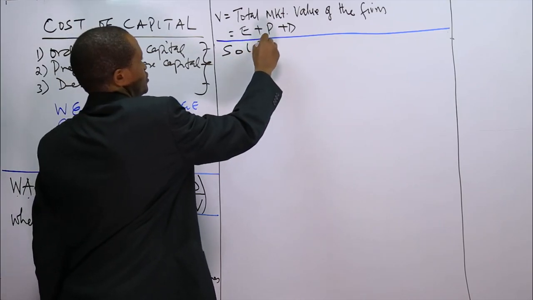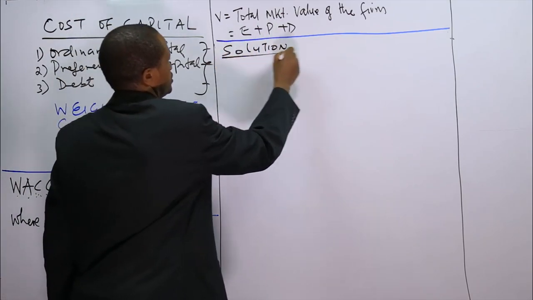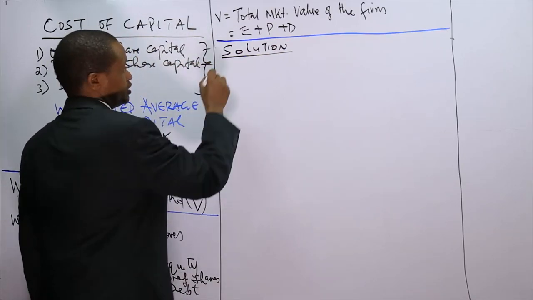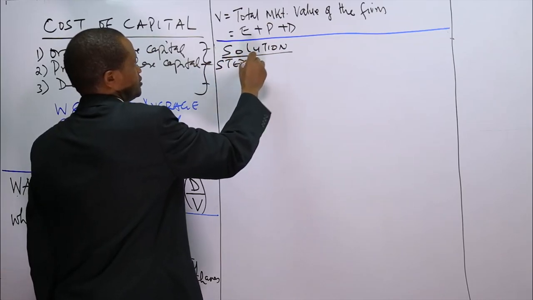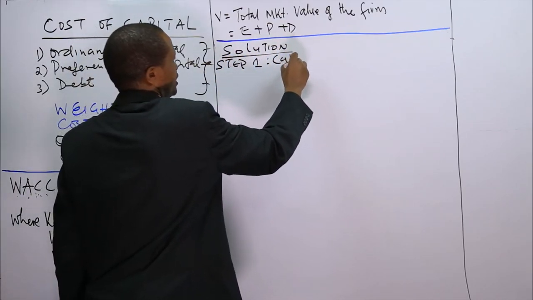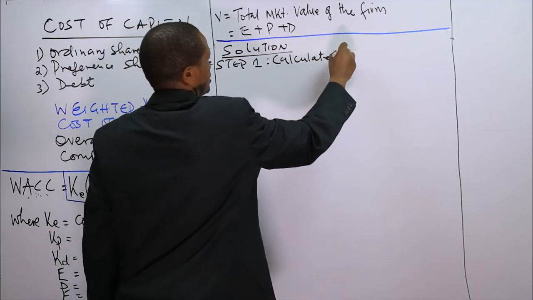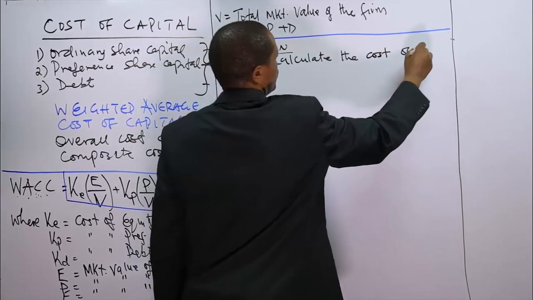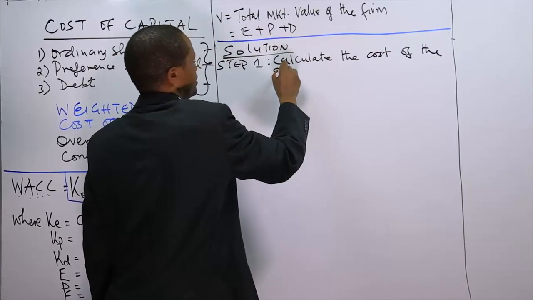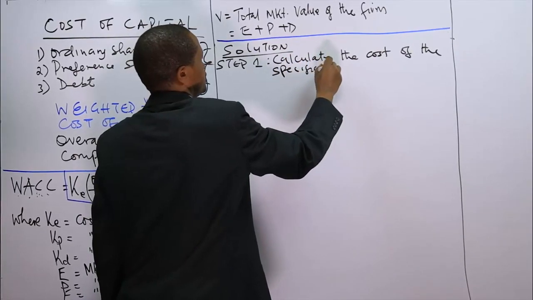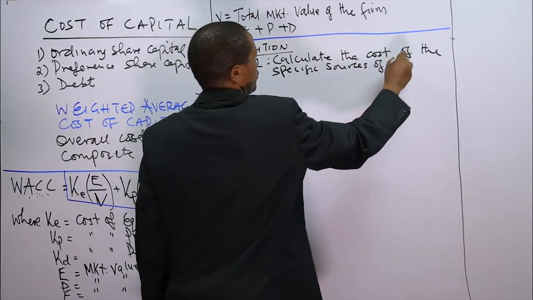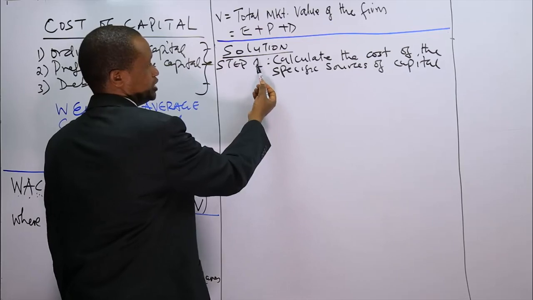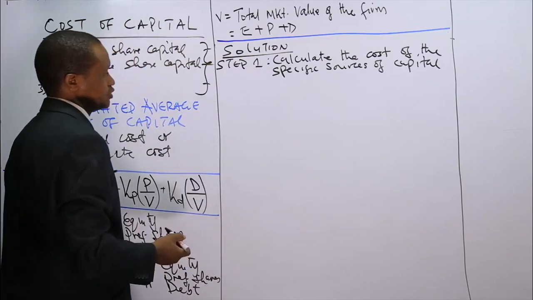Solution. We want to determine the weighted average cost of capital. Step number one is to calculate the cost of the specific sources of capital. And this we did in our last illustration.